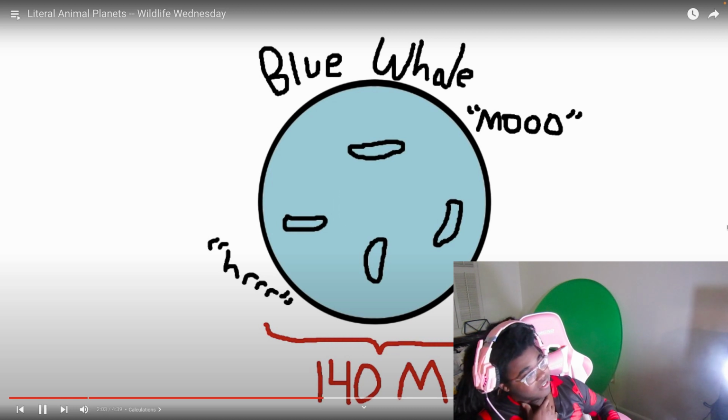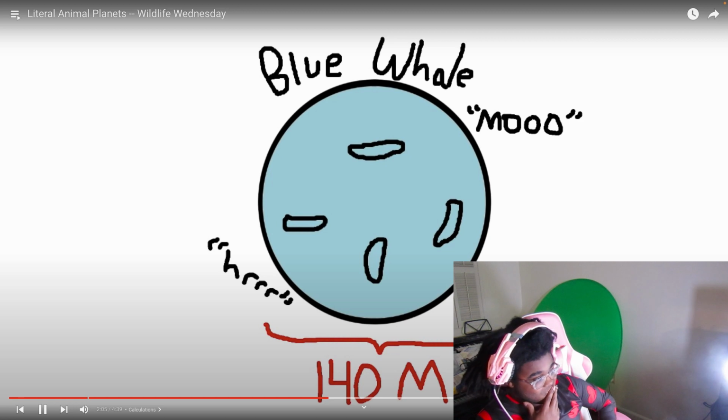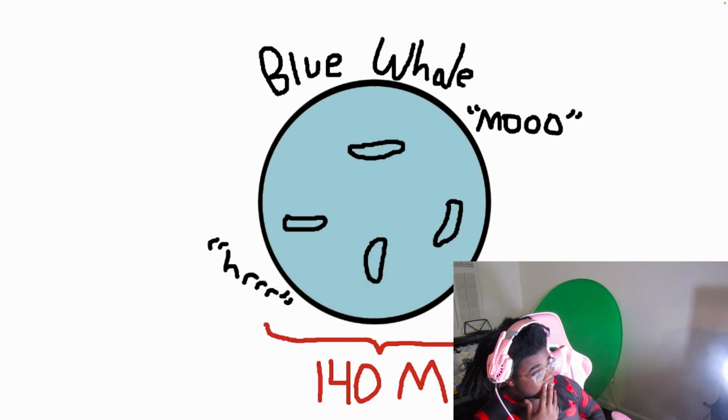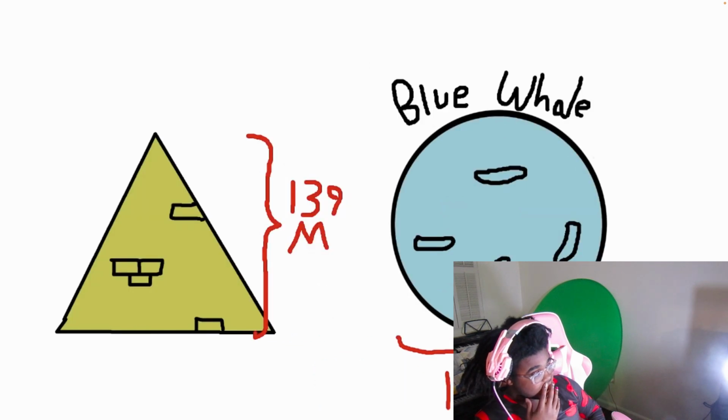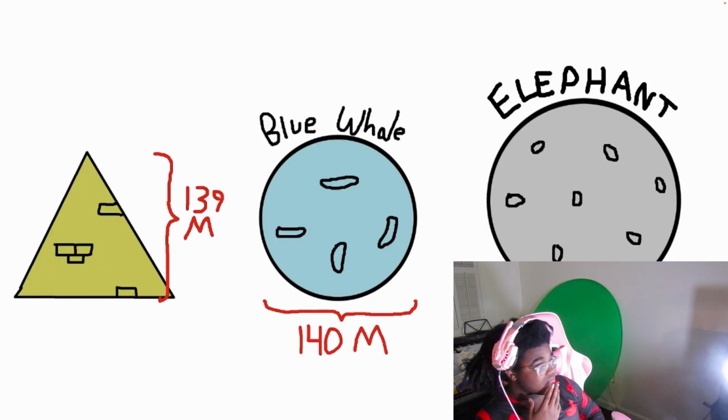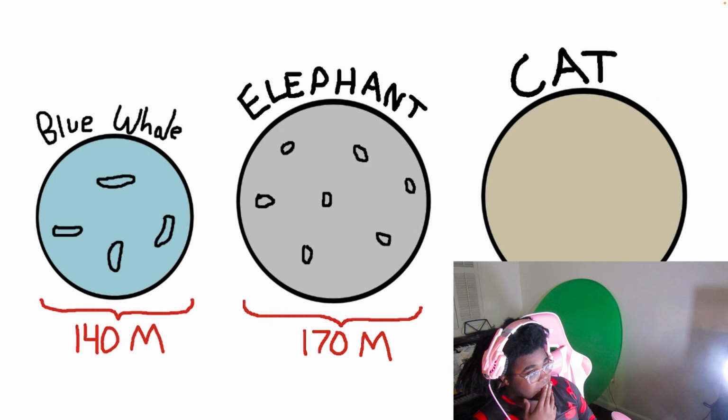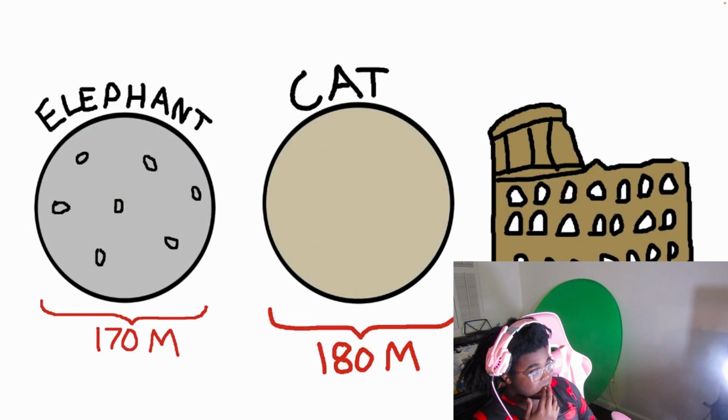First up is the blue whale sphere. Although they are gigantic, there are only like 10,000 of them on Earth. So the sphere only came out to around 140 meters in diameter. That's about the same height as the Great Pyramid. A bit larger than that is the elephant sphere, which came out to around 170 meters. Next up is the domesticated cat sphere at around 180. That's only slightly smaller than the Roman Colosseum, which was 190 in diameter.